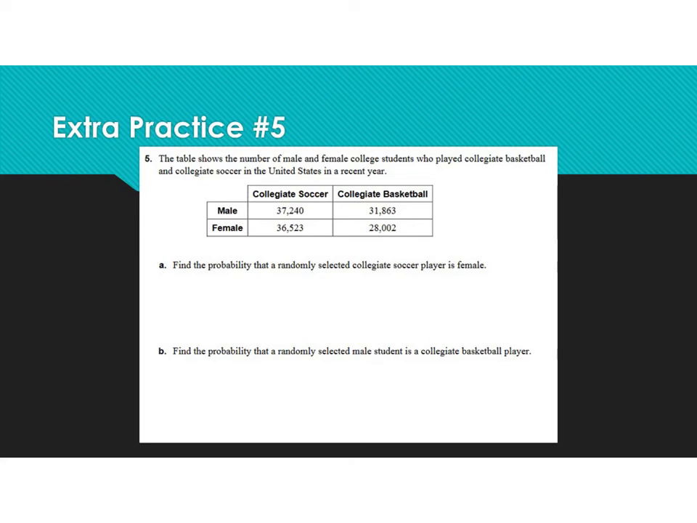So adding across on the first line, I get 69103. Adding across on the second line, I get 64525. And adding the columns, the first column gives me 73763, and the second column gives me 59865. And then I already have those numbers ready.